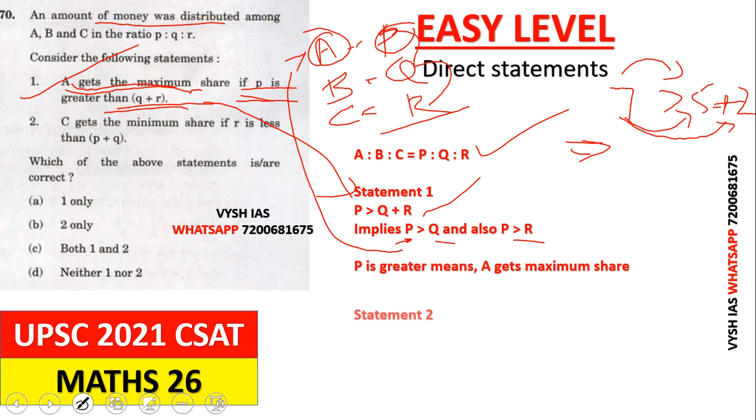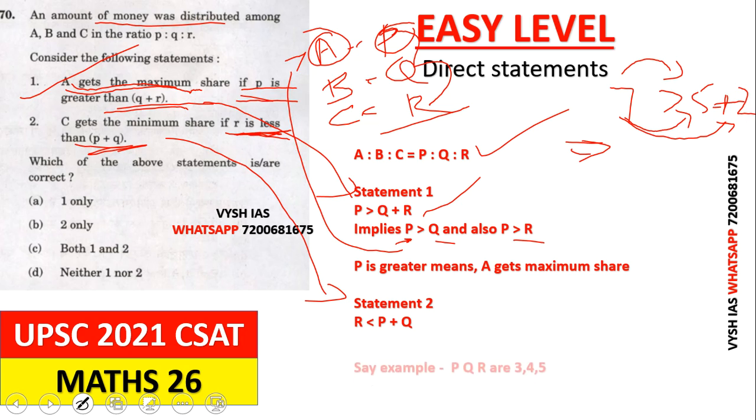Okay, P is, this is already done. Statement 2. R less than P plus Q. They are telling R less than P plus Q. Let's consider again an example. Suppose the values of P, Q, R are 3, 4, 5. Okay. Then what will happen? This is P. This is Q. This is R.